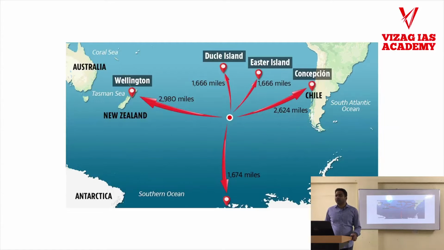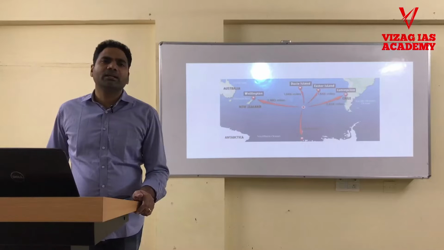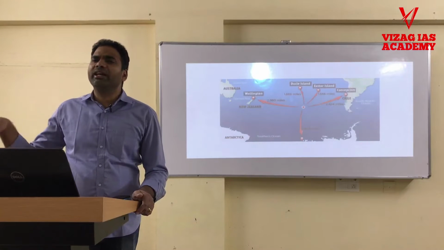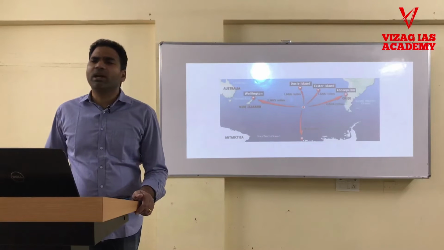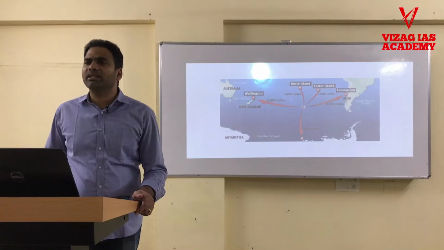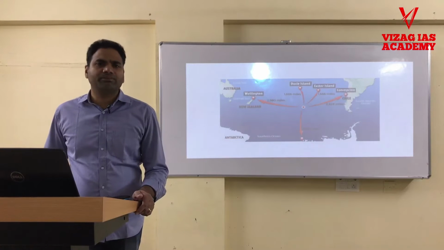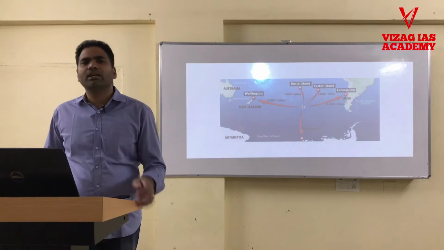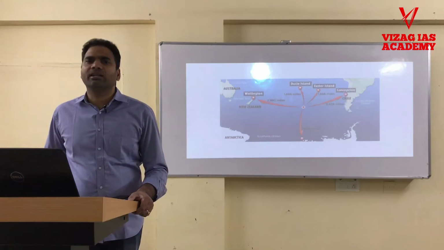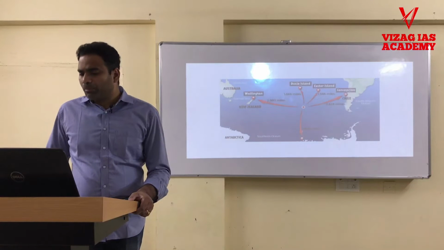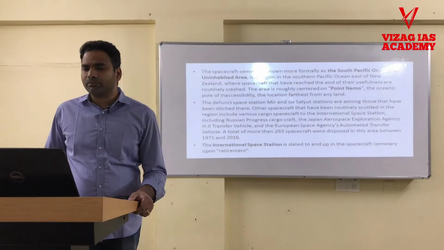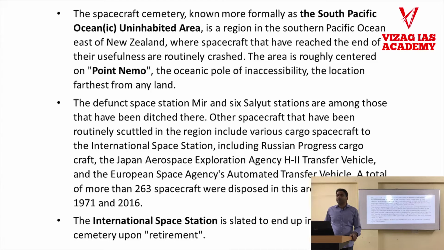So it's in the Southern Pacific Ocean. Every point is equidistant and far away. It's kind of no man's land. It is the center of a gyre. Okay, there is no life there, no oxygen supply, nothing. Okay, so they use it as a graveyard for throwing away used space articles. Okay, whatever it be there. So it's a point in South Pacific Ocean, uninhabited area.